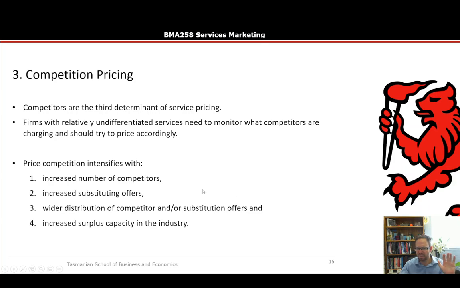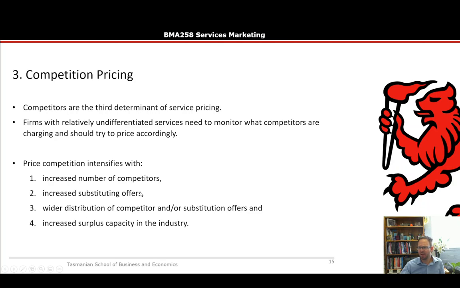So you need to analyse, well, how are they able to deliver a similar service to us, a competitive service to us, yet so much cheaper? It could just be that your pricing strategies are so out and you haven't updated them. Price competition intensifies with the increased number of competitors, which makes sense. Increased substitute offers, which are not direct ones. We've talked about this in the workshops before.